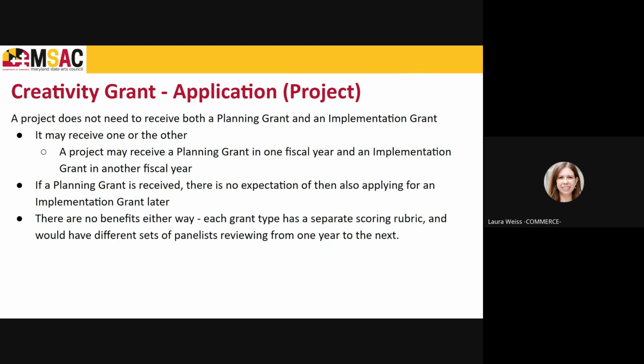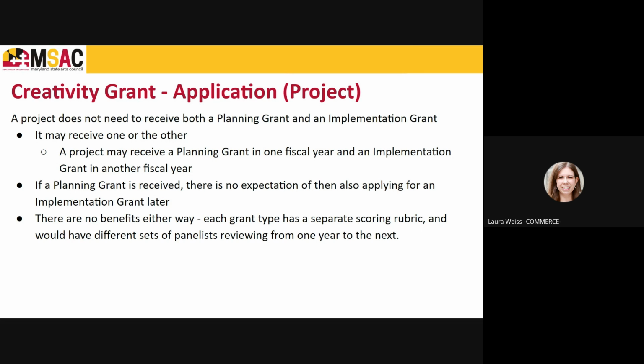It is important also to note that a project does not need to receive both a planning grant and an implementation grant. It can receive one or the other. But when you're thinking through when to apply for what, keep in mind that a project may receive a planning grant in one fiscal year and an implementation grant in another fiscal year. So you're only eligible for one creativity grant as a whole per fiscal year. If you're going to go for both phases, they would have to go into two different fiscal years.